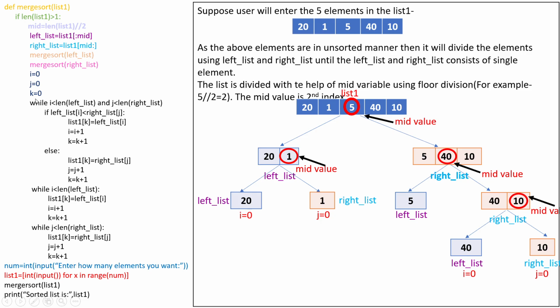See, after each and every iteration, over here also there was i equals 0, j equals 0, and k equals 0, where we got the values 1 and 20. Here also we will initiate i equals 0, j equals 0, and k equals 0. Each and every iteration we take k equals 0. Why? Because we have to sort these particular elements in a sequential manner.